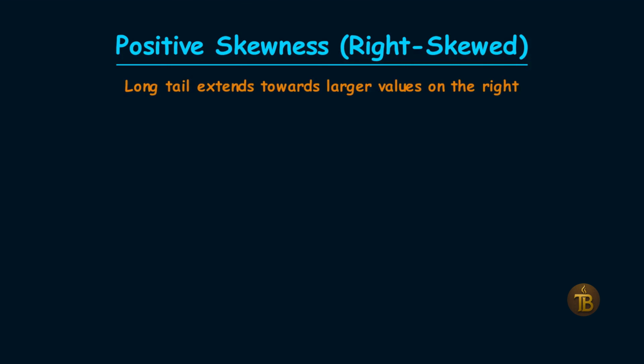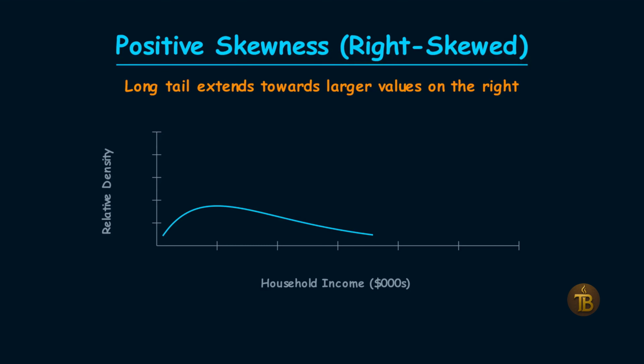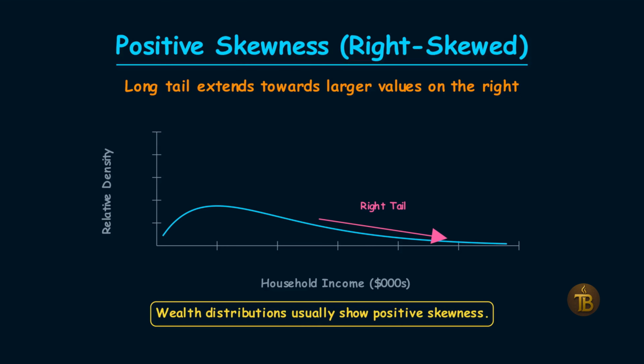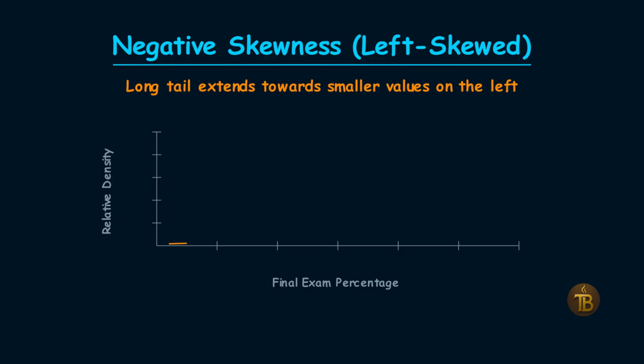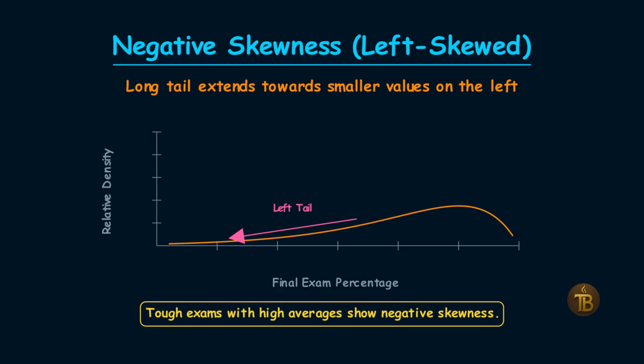Now, let's explore distribution shapes. In positive skewness, or right-skewed distributions, the long tail extends towards larger values on the right. Household income is a classic example where a few high-earning households stretch the tail. Conversely, negative skewness, or left-skewed distributions, occurs when the long tail extends towards smaller values on the left. A tough final exam where most students score highly, but a few score very low, displays this left-skewed shape.